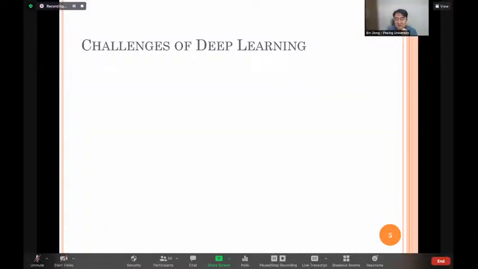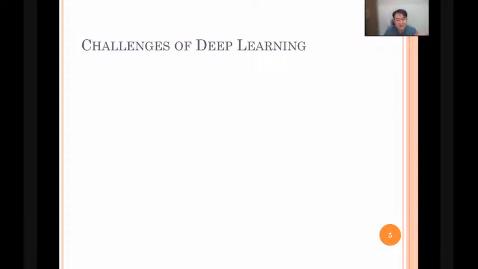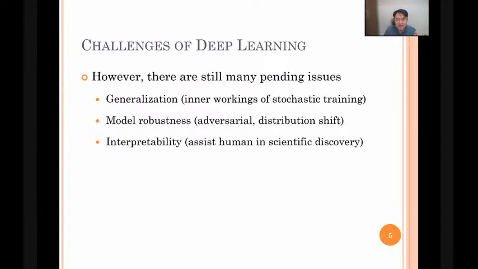Okay, so those are all the exciting parts of deep learning, but we all know that there are a lot of challenges of deep learning as well. The list can be very long, but I've just summarized three of them that I think are most important for the work that I'm interested in. First of all is accuracy, or in statistical terms, generalization. We don't quite understand the inner workings of stochastic training, and how we actually avoid overfitting sometimes. And sometimes we couldn't, but sometimes we can avoid overfitting.